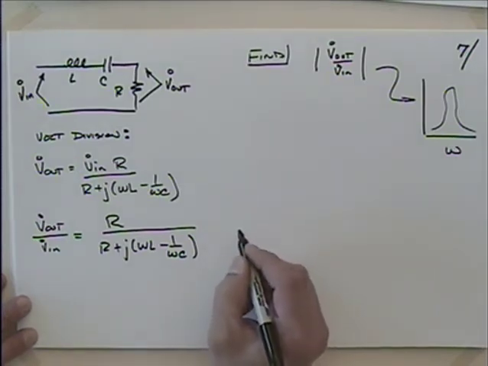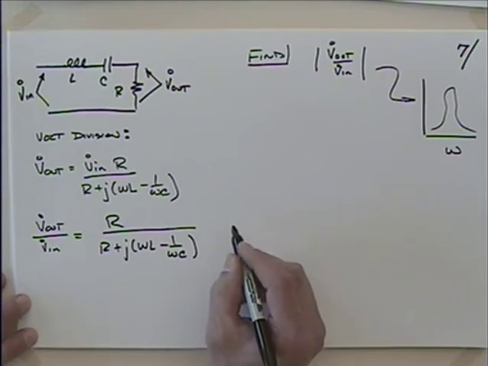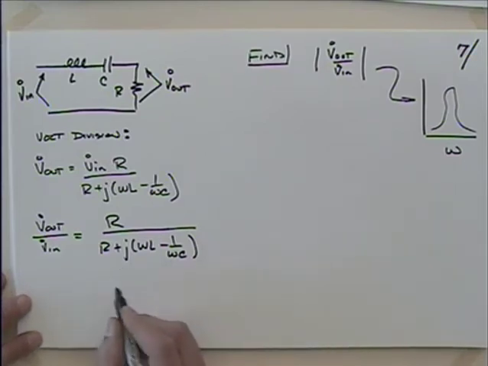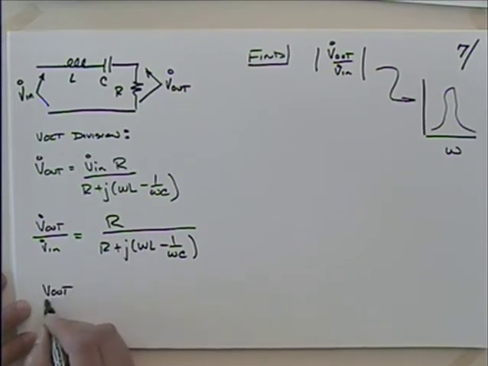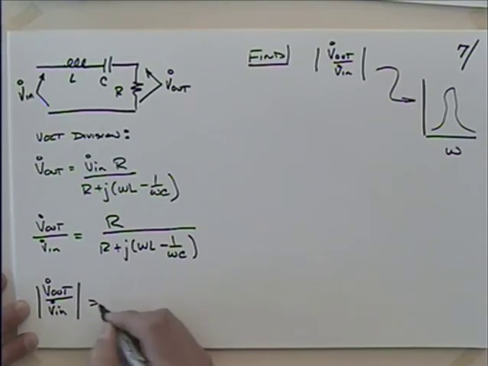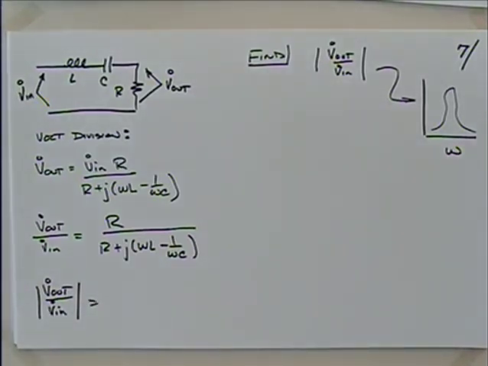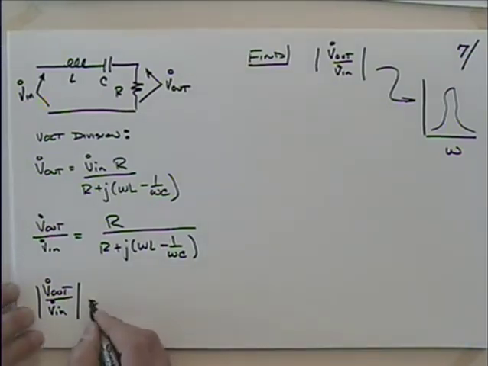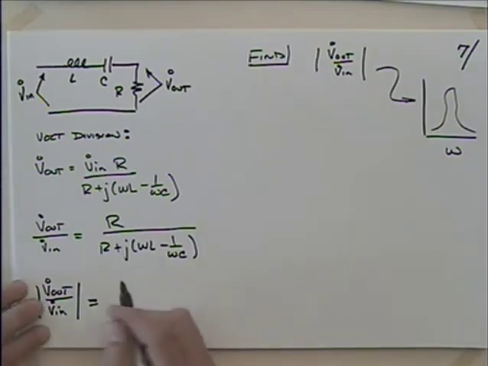I mean, we could take it at this point if we wanted to and find the magnitude. Maybe I will do that. What's the magnitude at the top? What's the magnitude of R? What's the magnitude of 1? Okay, so the magnitude of R is R. There we go. Thank you.